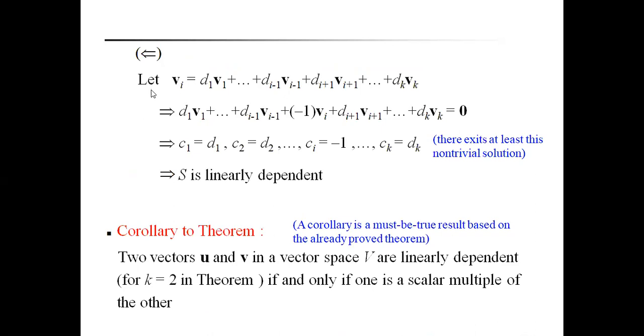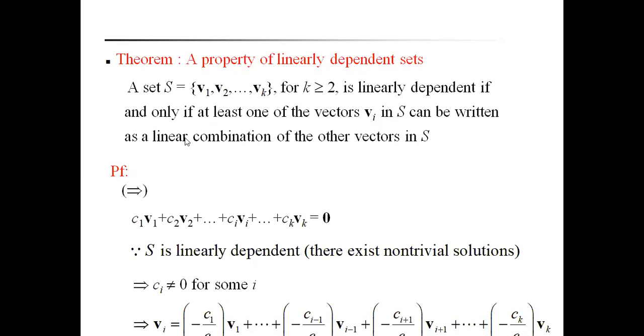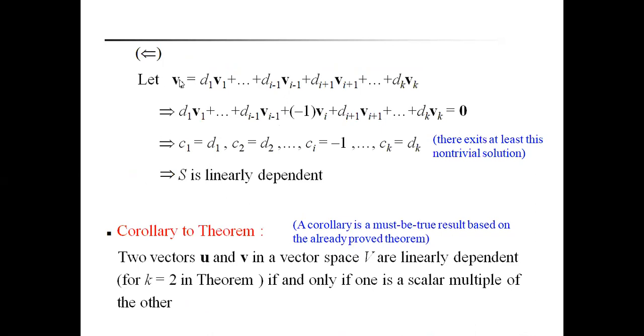Therefore, it is an implication in both directions. In the first part, we take S as linearly dependent, then we show that any one of the vectors Vi in S can be written as a linear combination of other vectors. In the second part, for the converse, we take that any vector Vi can be expressed as a linear combination of other vectors in S. Then we have to show that S is linearly dependent.